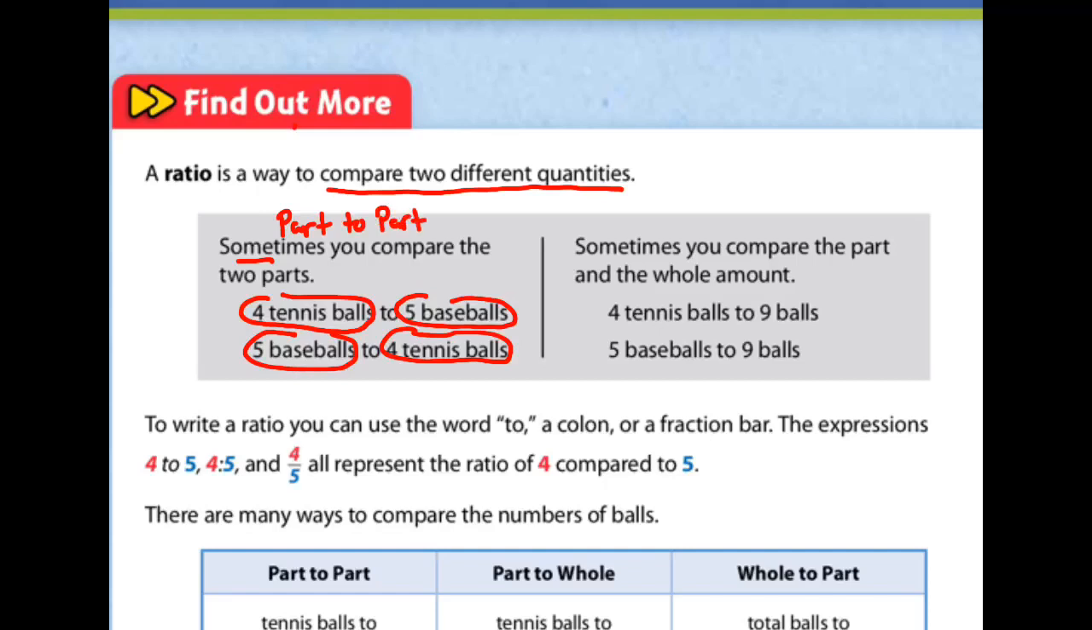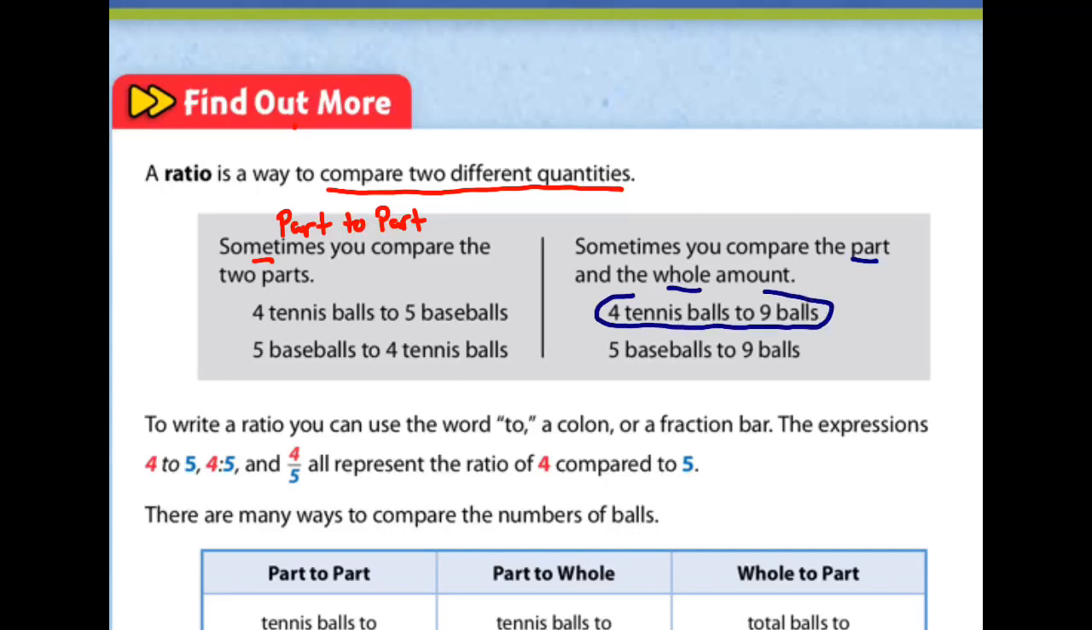By the way, this is called a part-to-part ratio. Now the other type says sometimes you compare the part and the whole amount. This is what we did on the page before. We compared 4 tennis balls to the 9 total balls, and we compared the 5 baseballs to the 9 total balls. This is called a part-to-whole ratio. And this is really like a fraction. The part-to-part ratio, the one in red, is a little bit different from a fraction.